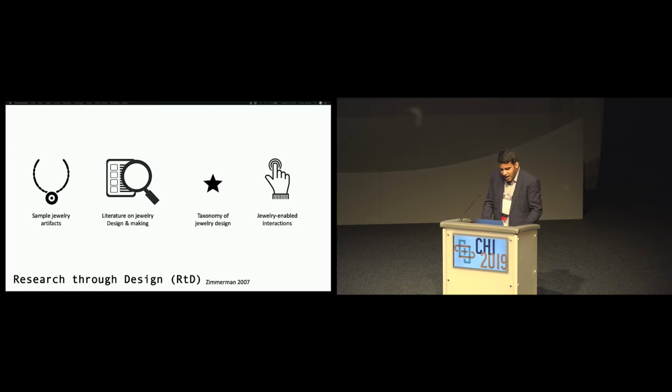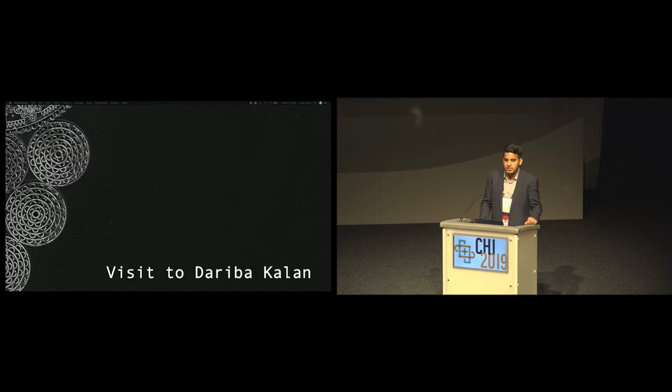We started by collecting and analyzing a sample set of jewelry artifacts, and then based on this analysis and by reviewing the literature on jewelry design and making, we developed a taxonomy of jewelry design, which talks about how different parts of jewelry enable specific interactions. Finally, based on this taxonomy, we defined the interactions for our sample set of artifacts. Now we will look into each aspect of this process in more detail. To collect our sample set of artifacts, we visited Dariba Kalan, which is one of the oldest jewelry markets in Old Delhi part of India.